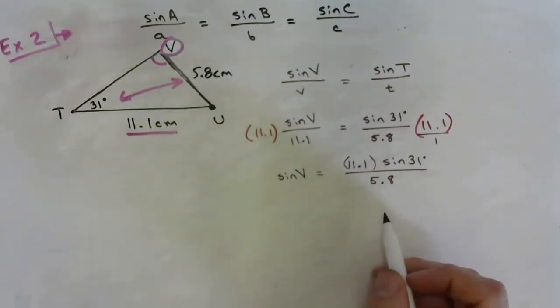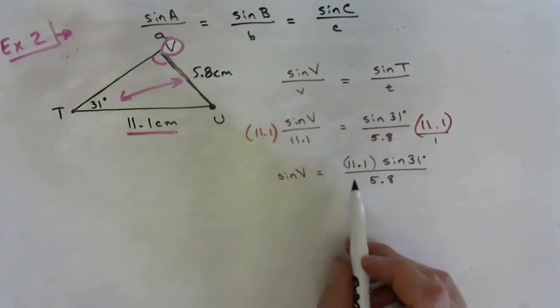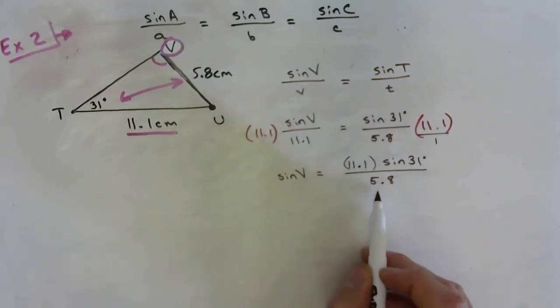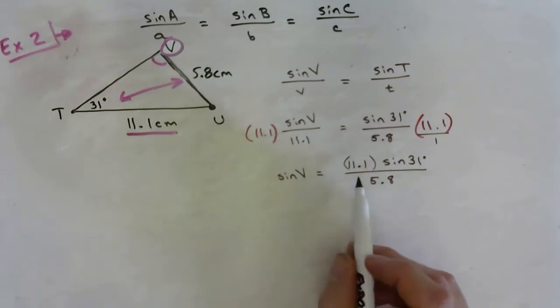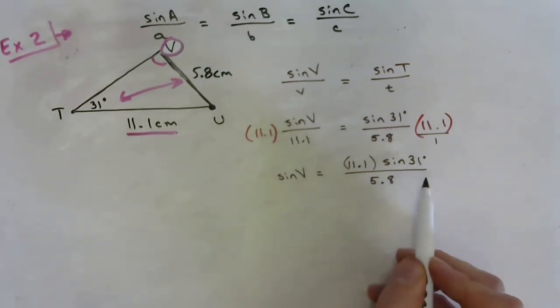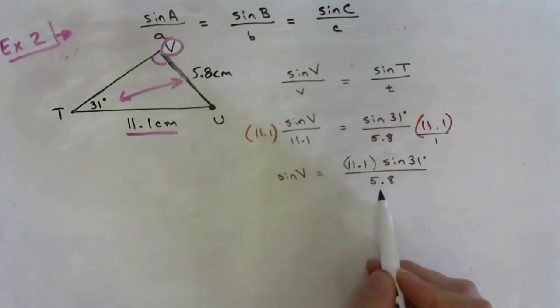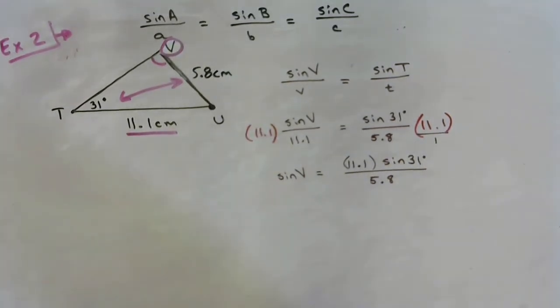Lots of different ways you can put this in your calculator. And that's what we're going to do next. But you could do 11.1 divided by 5.8, then times sine 31, if you hit enter here. Or you can do 11.1 sine 31, enter, divide by 5.8. You probably could even do just 11.1 sine 31, divide by 5.8, all in one go. That would probably work out just nicely.